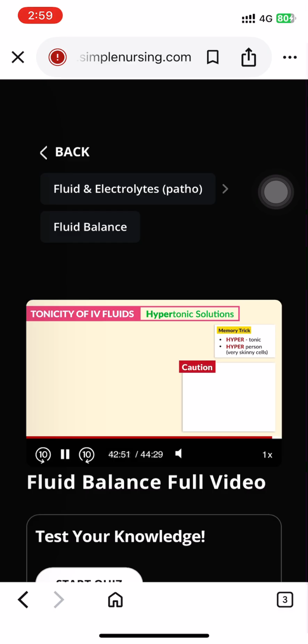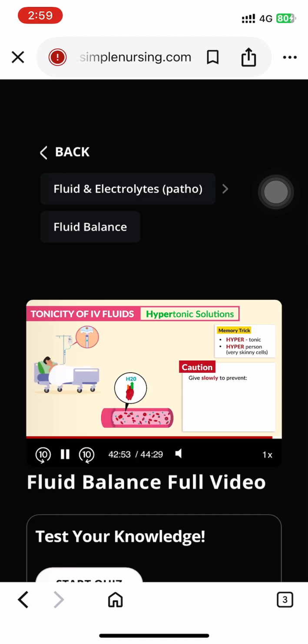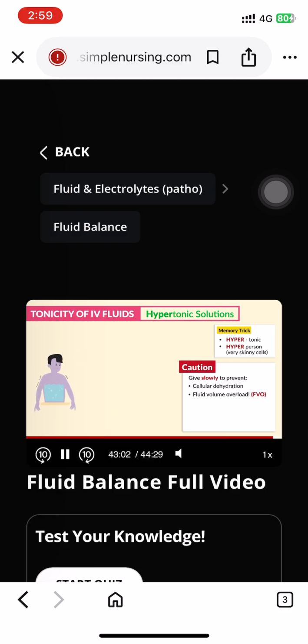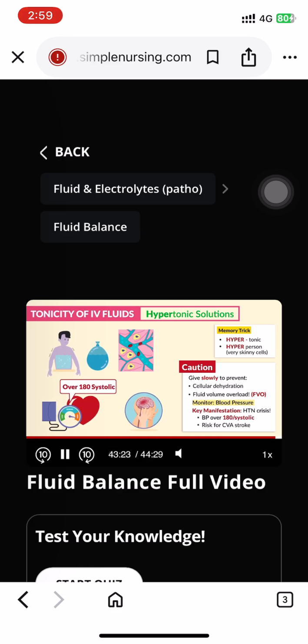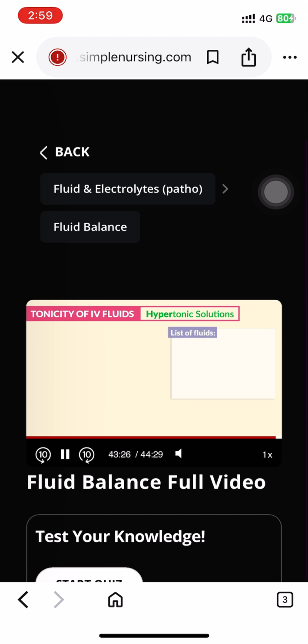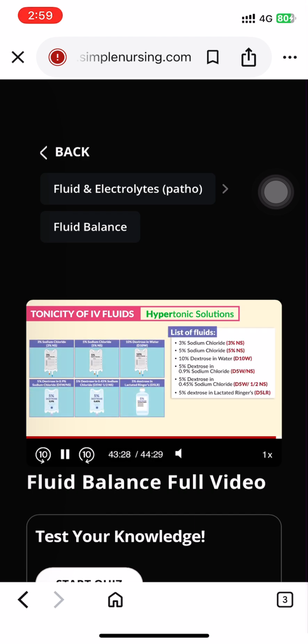Now a big caution here, we have to give this slowly to prevent massive fluid shifts from inside the cell and into the bloodstream, causing cellular dehydration as well as fluid volume overload. We're going to inflate that patient like a big old water balloon. All that fluid fills up the vascular space inside the blood vessel, causing hypertension crisis. So be sure to monitor for a blood pressure. And once again, the key manifestation is a hypertension crisis, a blood pressure over 180 systolic, huge risk for a CVA stroke.